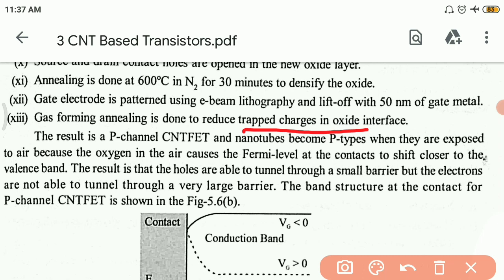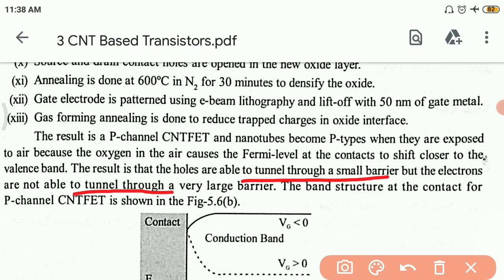So the result is a p-channel CNT FET, and the nanotubes become p-type when they are exposed to air, because the oxygen in the air causes the Fermi level at the contacts to shift closer to the valence band. So the holes are now able to tunnel through a small barrier, but the electrons are not able to tunnel through the very large barrier. So only the holes will be able to tunnel.